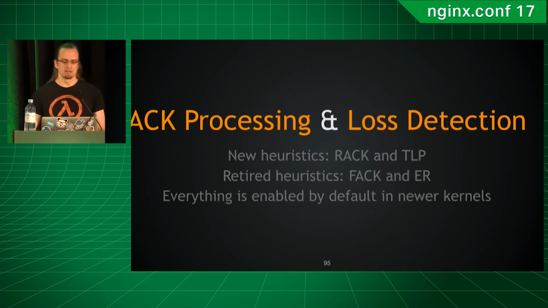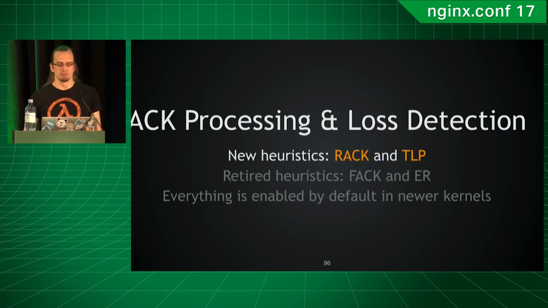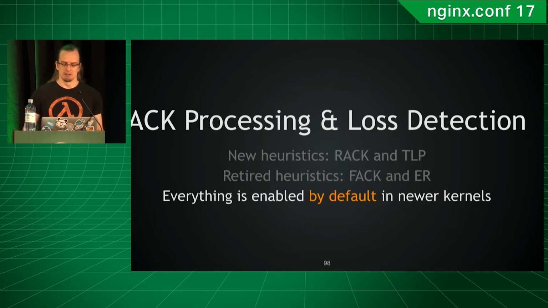But enough of that. Let's talk about ACK processing and loss detection. Again, that's a very frequent theme in my talk: use newer kernels. In newer kernels, you will get new heuristics turned on by default, and old heuristics will be slowly retired. And you don't need to do anything. You upgrade your kernel, you get these for free. So upgrade your kernel. It doesn't mean again that you need to stay bleeding edge. Just follow the same guidelines as for firmware and driver upgrades: upgrade slowly but frequently.